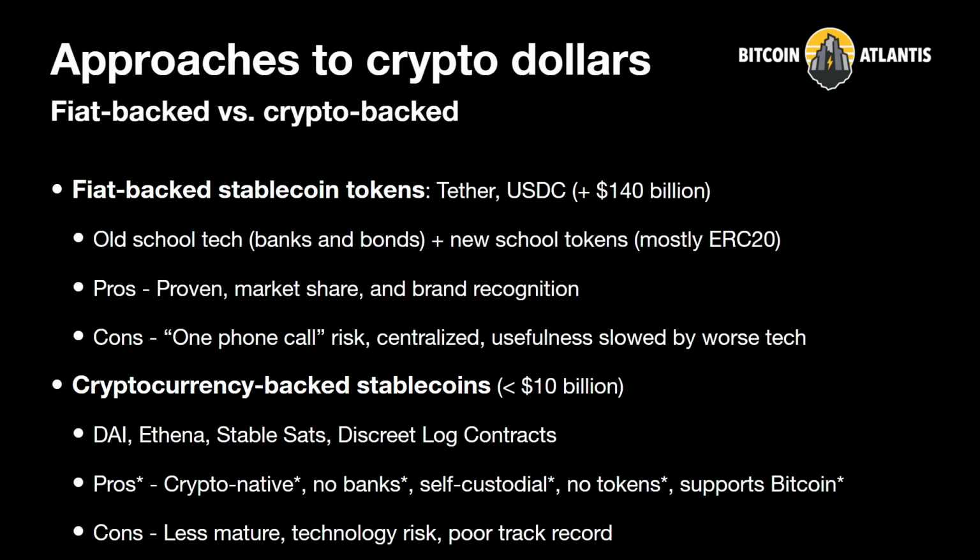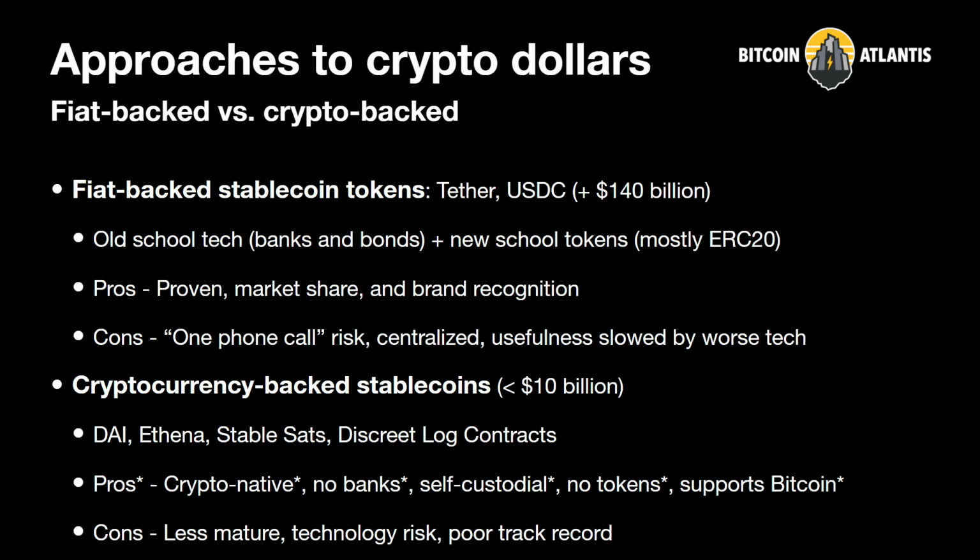But these types of solutions are less mature. They have technology risk, and they have a really poor track record. I'll point to Luna. So again, open source developers in the stage, I think we can do dollars better on Bitcoin, and we don't need banks. We don't need tokens. We don't need bonds. We can remain self-custodial. How are we going to do this? I'm going to present to you my concept called stable channels.